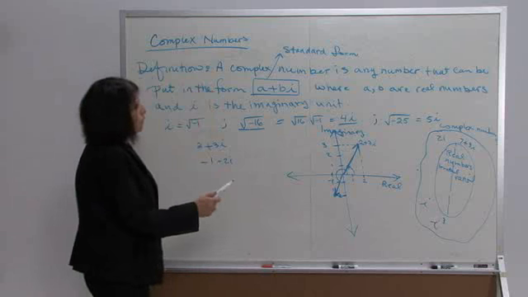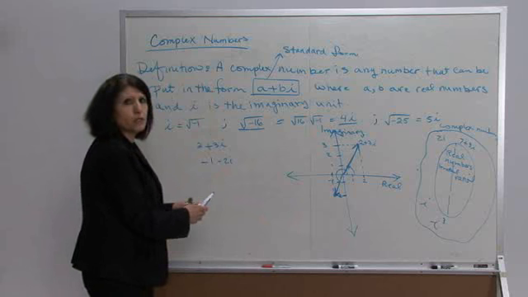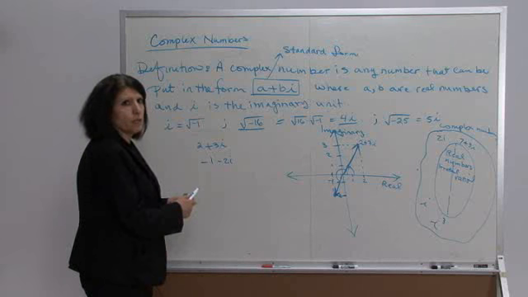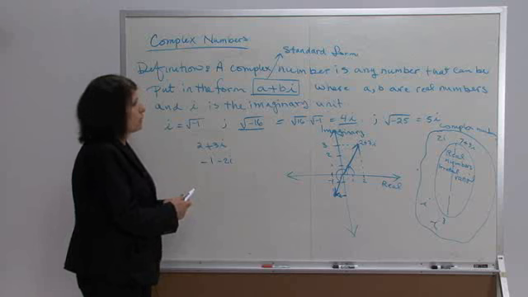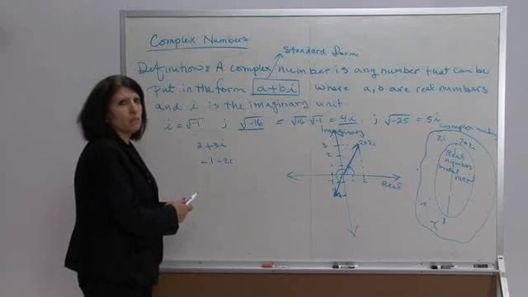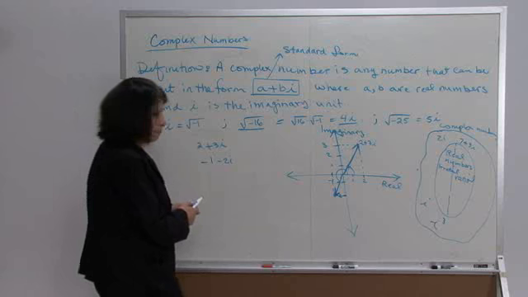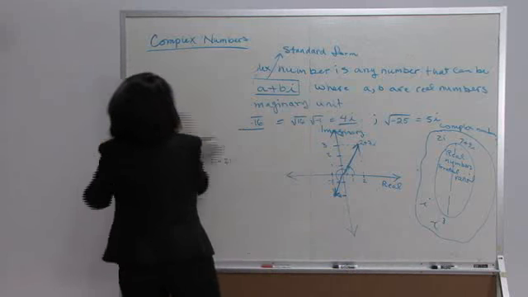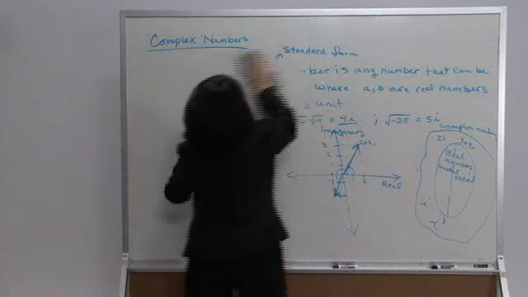Okay, so I'm going to go to operations with complex numbers. How do we add, subtract, multiply, and divide complex numbers? And how do we simplify powers of i? I probably should start with simplifying powers of i. So let's do that.